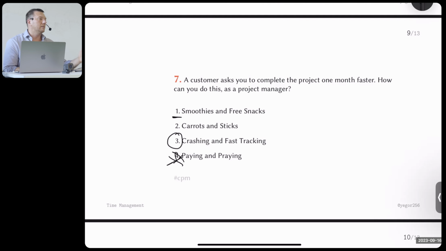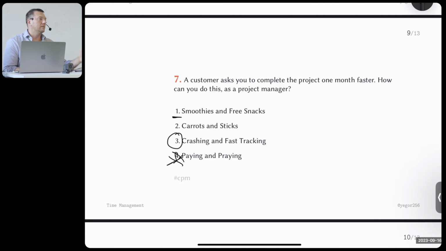Option number two, again, is related to people, so you motivate them or you punish them. This is irrelevant to schedule planning. This is irrelevant to time planning, all of this. The customer is asking you to change the timeline, to change your time expectations, your time estimate. And your job is to do it. So you use these two techniques, crashing and fast tracking. I can explain what they are.